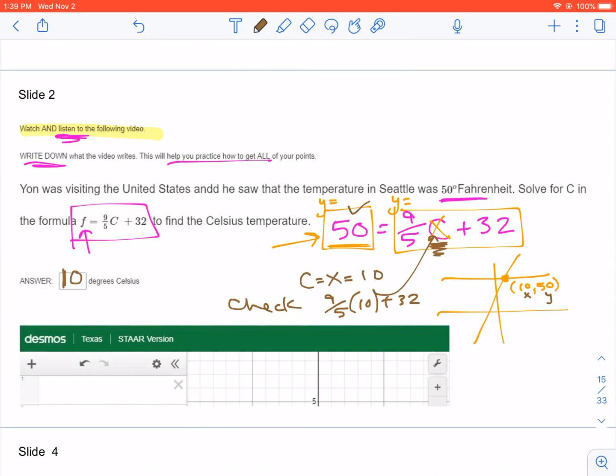You're getting points for the correct answer. You're getting points for plugging it into the formula. You're getting points for sketching what you see and plugging it back in. And that's how you make sure that you get all of the points for this question. Again, please make sure you type that in before you move on to your next question.